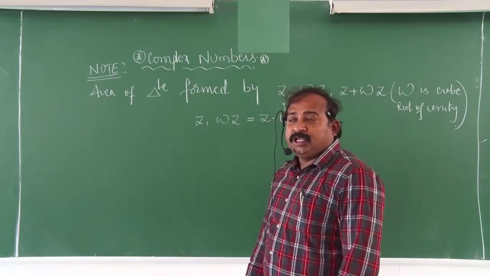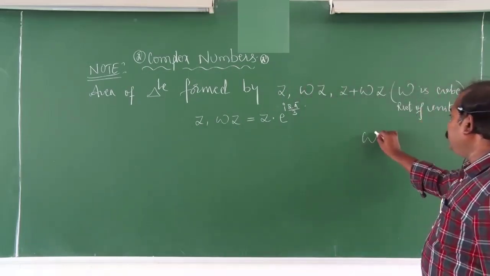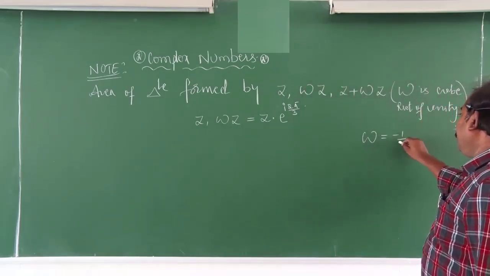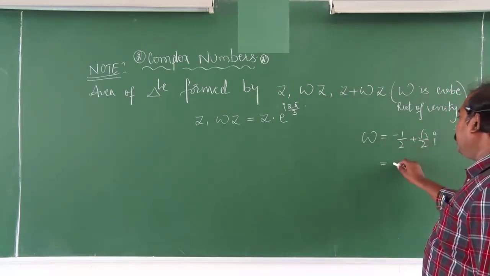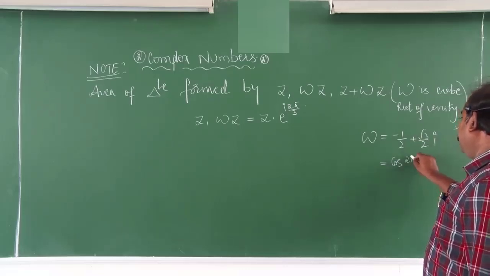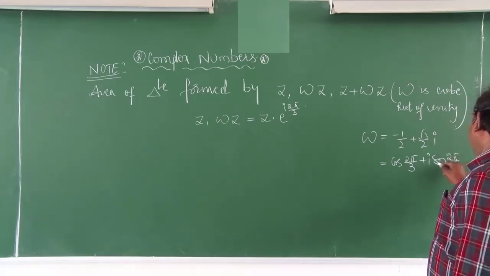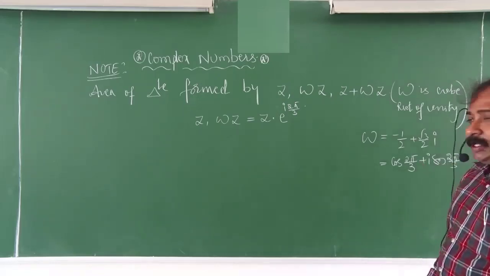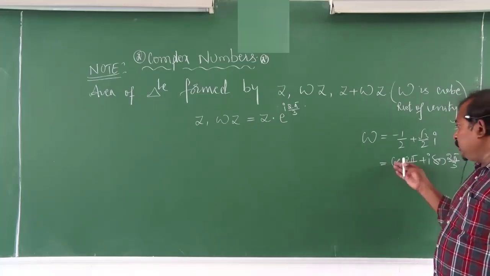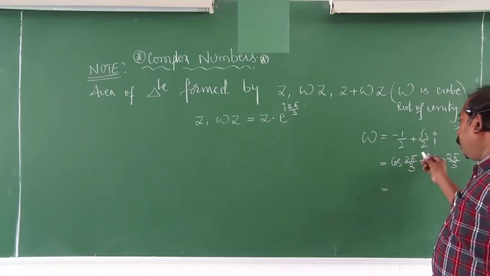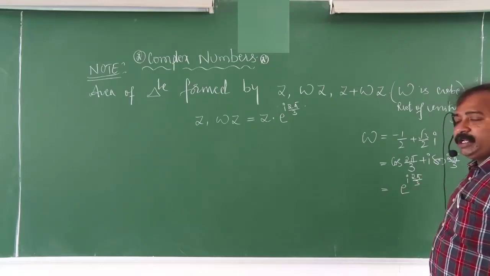When we discuss the complex cube root of unity, what is the omega value? Omega is equal to minus 1 by 2 plus root 3 by 2 i. So how can I write this value? Cos of 2 pi by 3 plus i into sine of 2 pi by 3. 2 pi by 3 means 120 degrees. So cos of 180 minus 60 is minus cos 60, which means minus 1 by 2. This value I can write as e power i theta, with theta equal to 2 pi by 3.